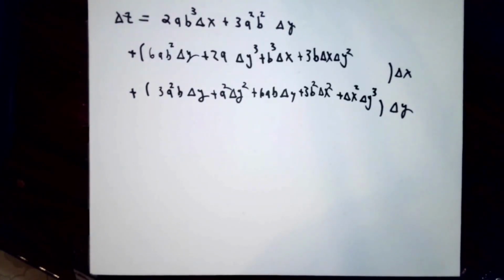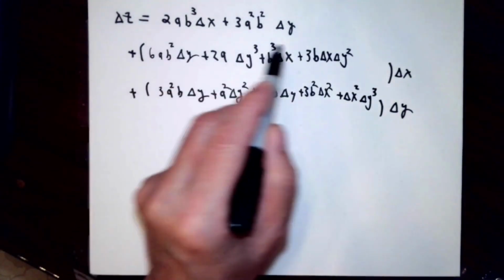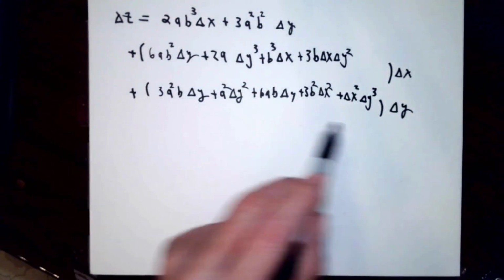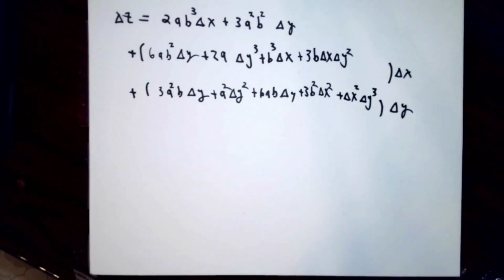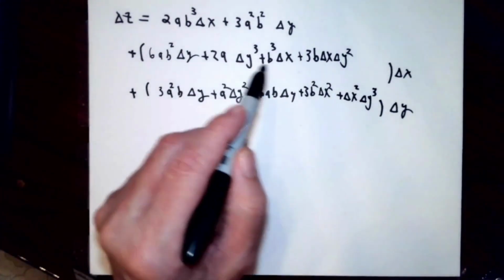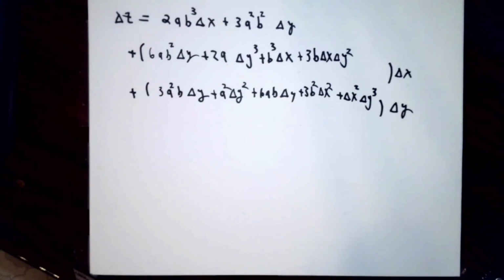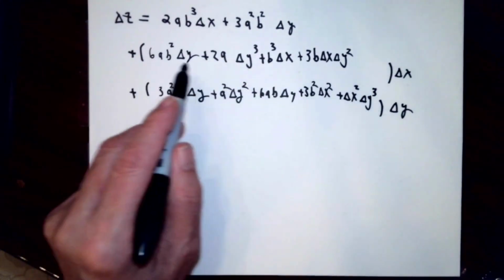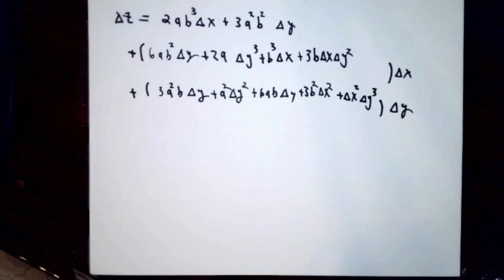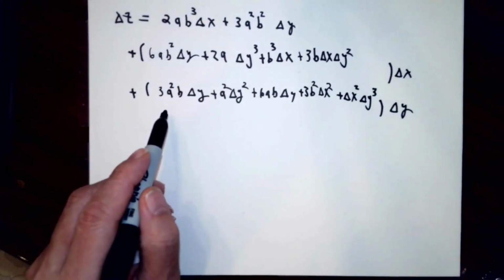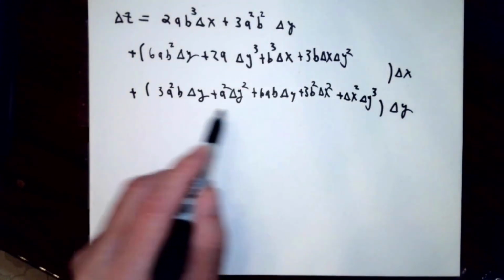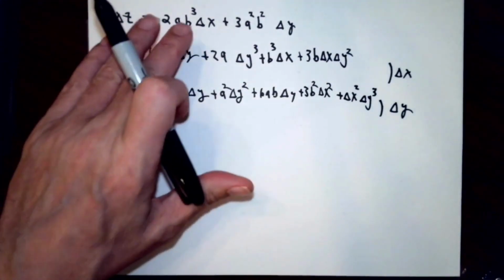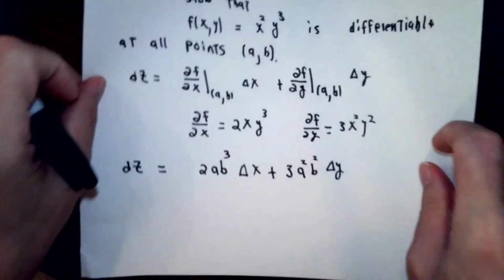I find out that I can write delta z as these two terms plus something times delta x plus something times delta y. The first something, each term has at least one factor of delta x or delta y in them. As delta x and delta y tend to 0, the quantity inside the first parentheses tends to 0 as well. As delta x and delta y tend to 0, the same happens inside the second parentheses. And lastly, what about this quantity up here?